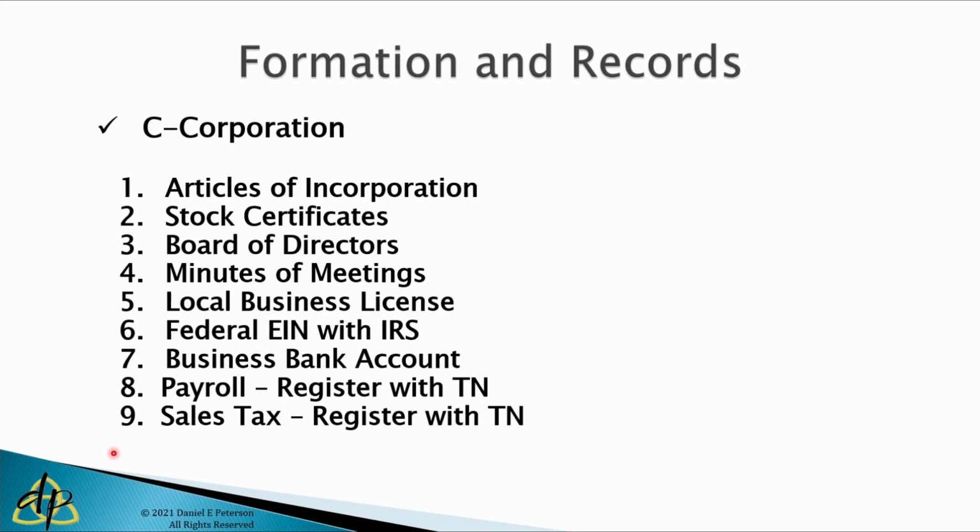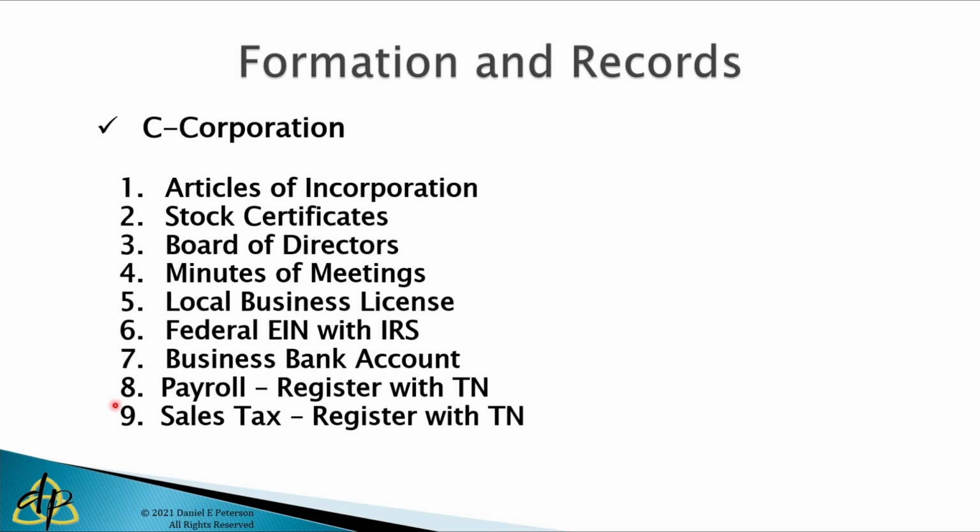If we're going to be a C corporation, we would want to file articles of incorporation at the state level. Again, we're going to have stock certificates issued in exchange for cash or equipment or combination thereof from the stockholders. Board of directors will be named, and there'll be minutes of meetings that need to be retained. That corporation, again, is going to get its federal ID number, its local business license, open its bank account, register for payroll, and register for sales tax.